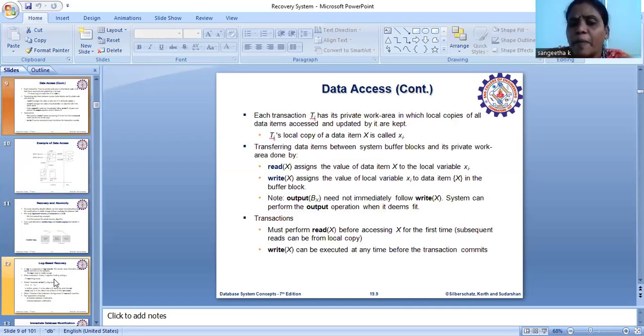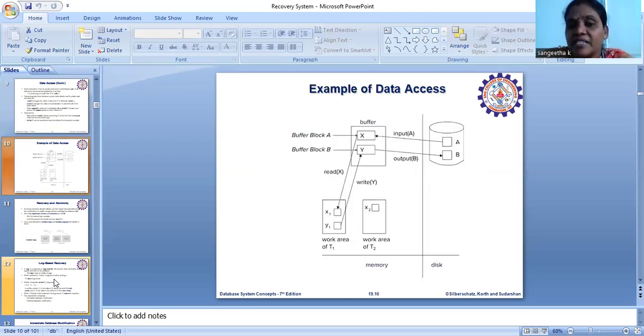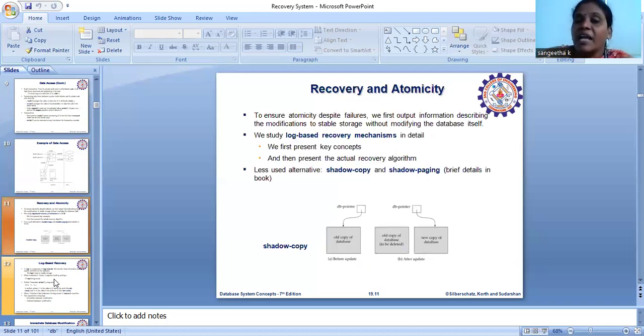There are two kinds of operations executed on the data by a transaction: one is read and the other is write. This is the example of data access from main memory to disk storage and disk storage to main memory, vice versa. Likewise, the data will be stored in the buffer and accessed by the transactions. The transaction will also have a separate work area for storing its data. The buffer also has the log storage, and likewise the data access takes place. Remaining recovery and atomicity we will discuss in the next class.